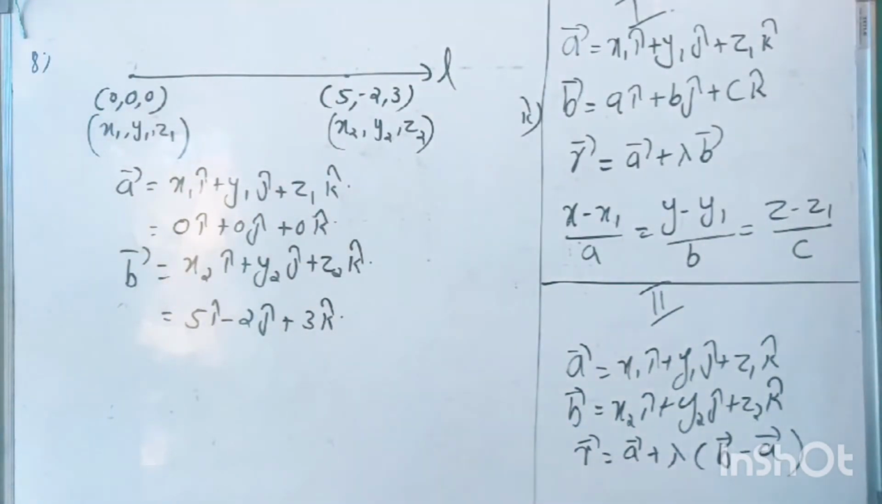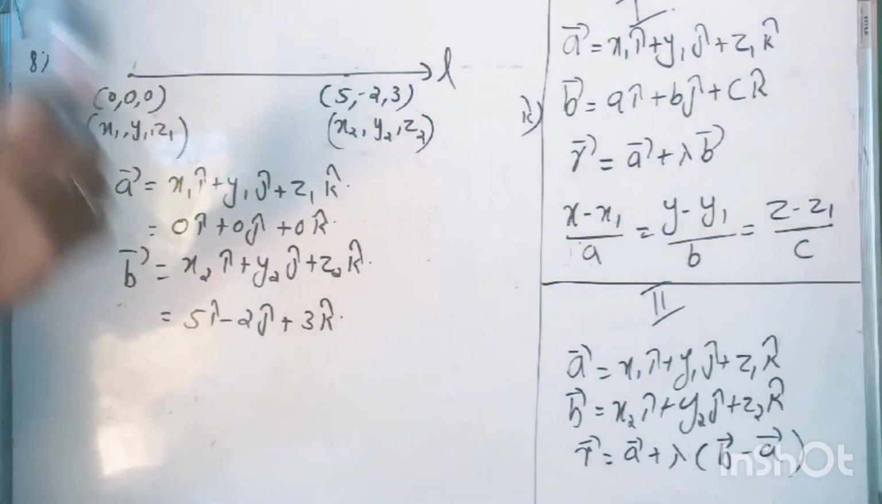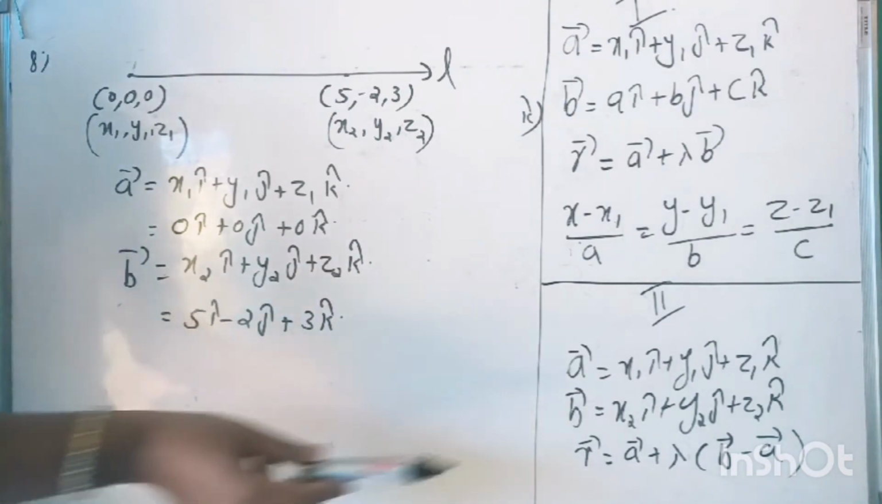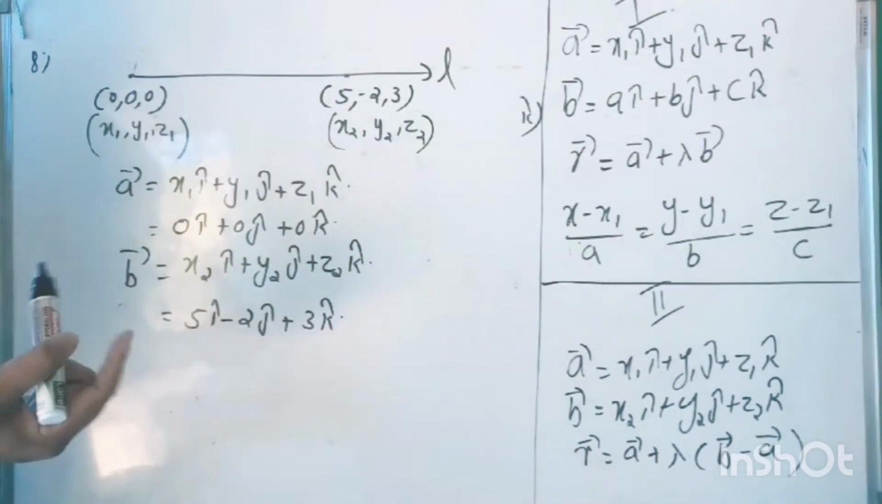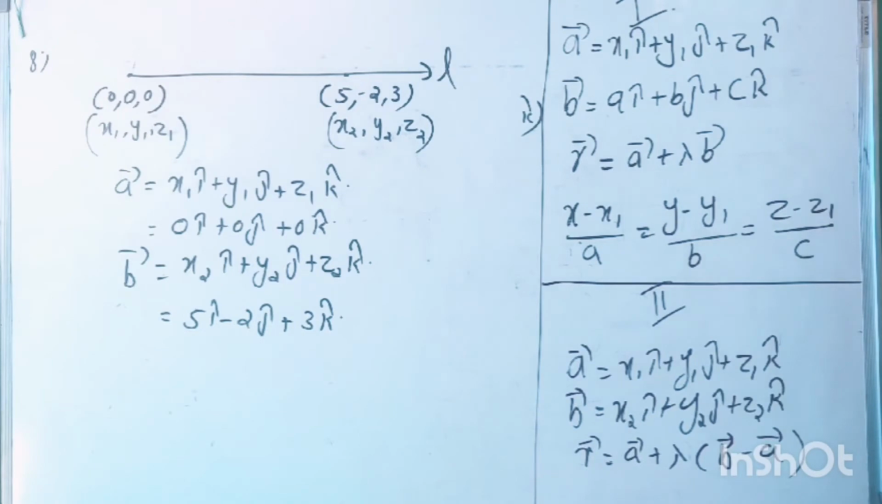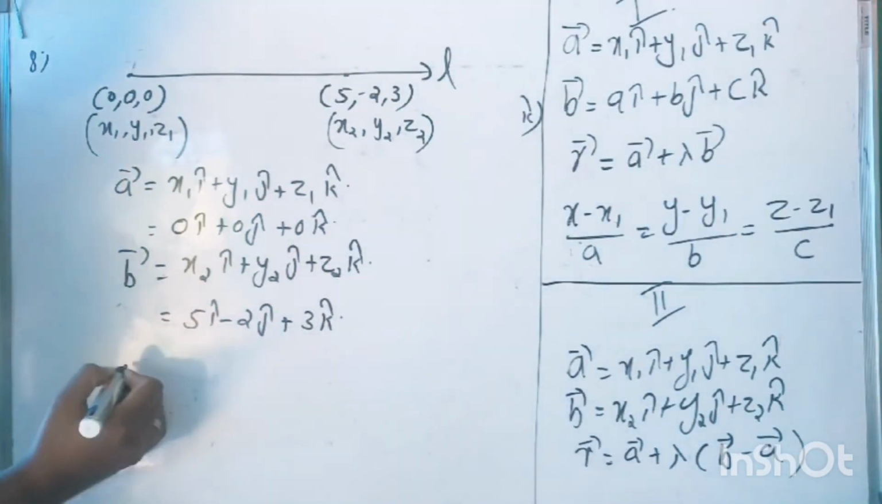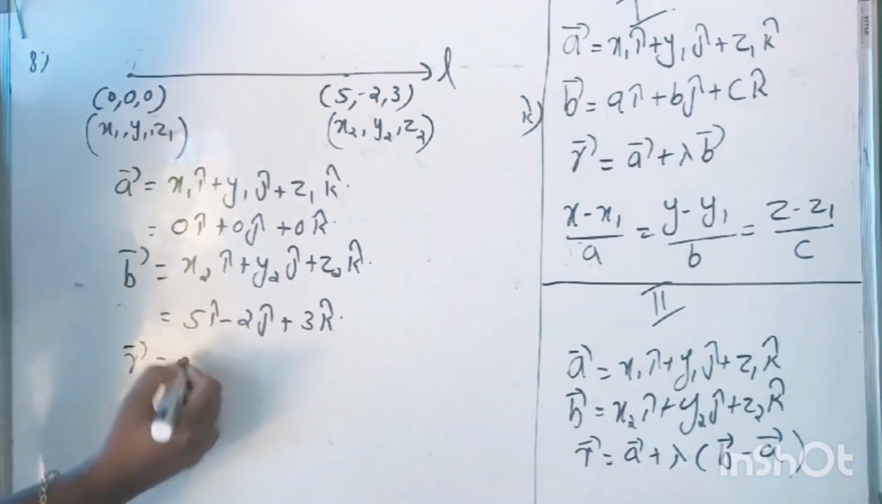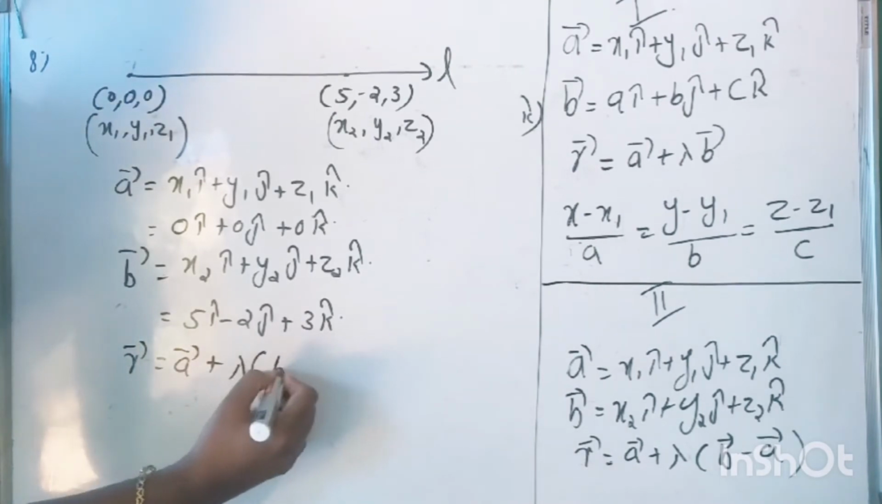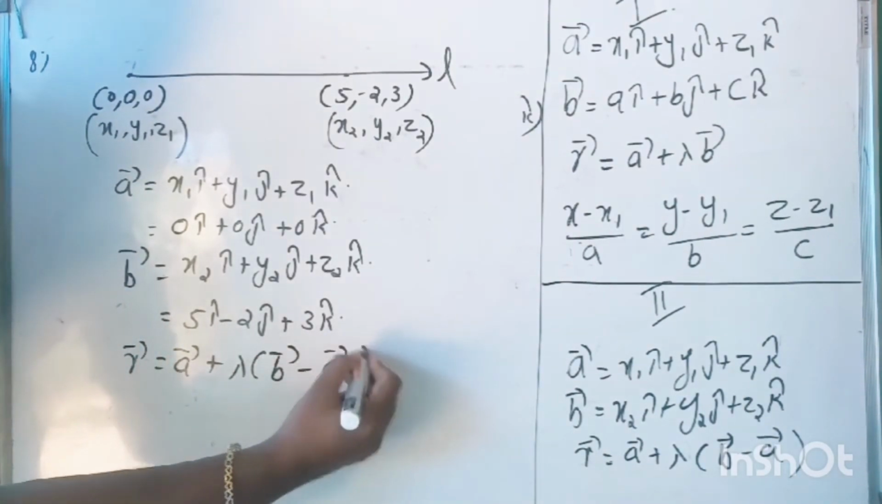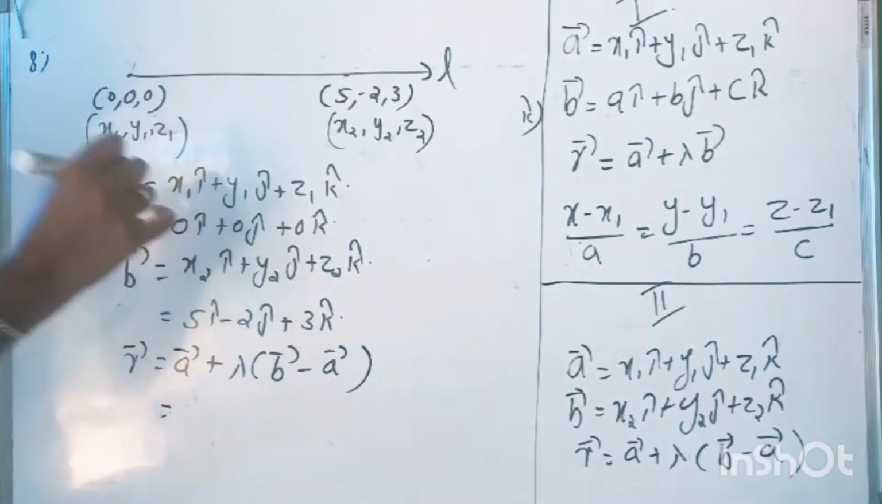B vector is equal to 5i cap minus 2j cap plus 3k cap. And the vector equation corresponding to that second form is R vector is equal to A vector plus lambda into B vector minus A vector. Now just substitute the values.